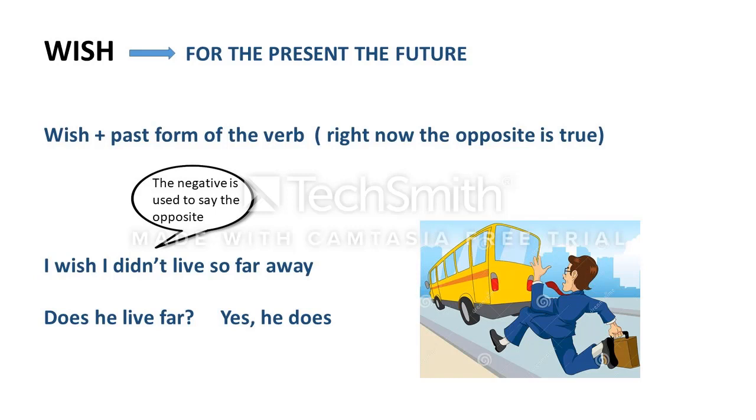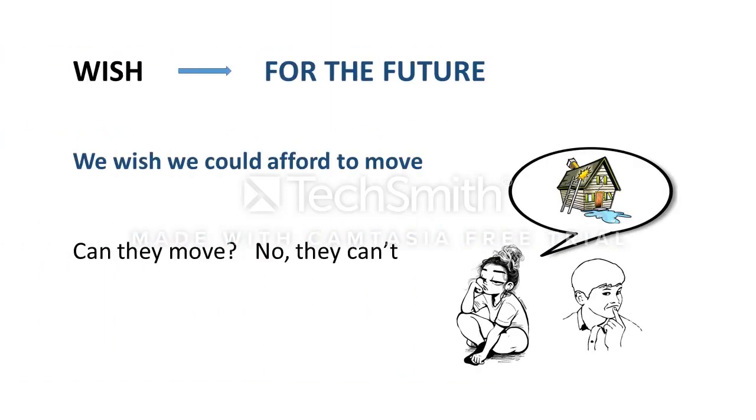Alright, so this negative form is always used to say the opposite. And it's a past form, obviously. So, I repeat, I wish I didn't live so far away. Does he live far away? Yes, he does. Okay? So, that's the first explanation here. Now, let's see an example of wish for future.